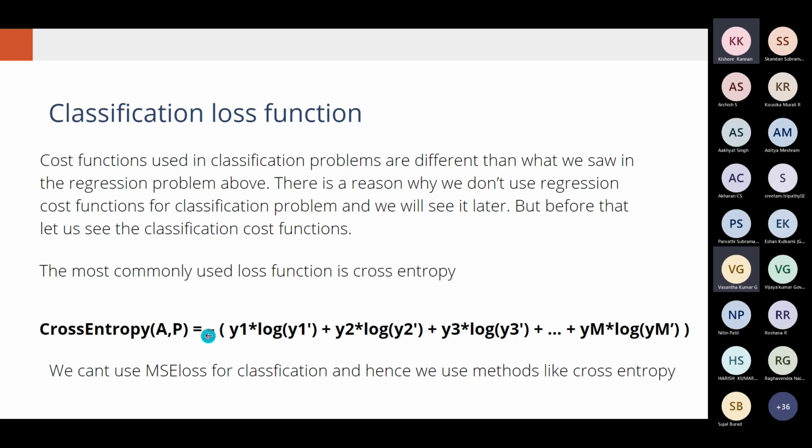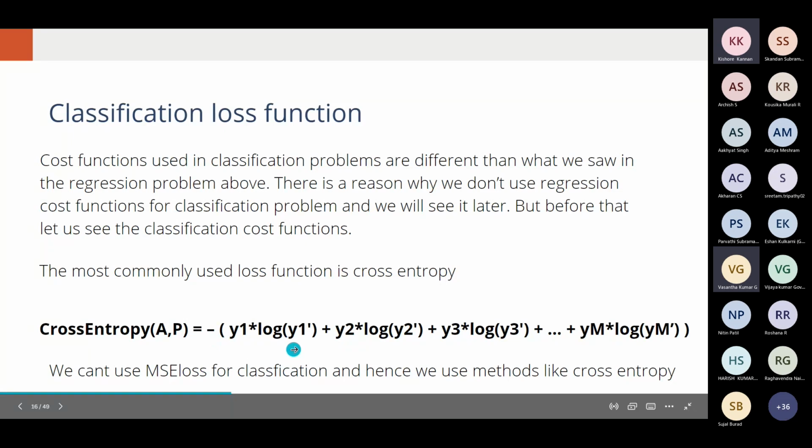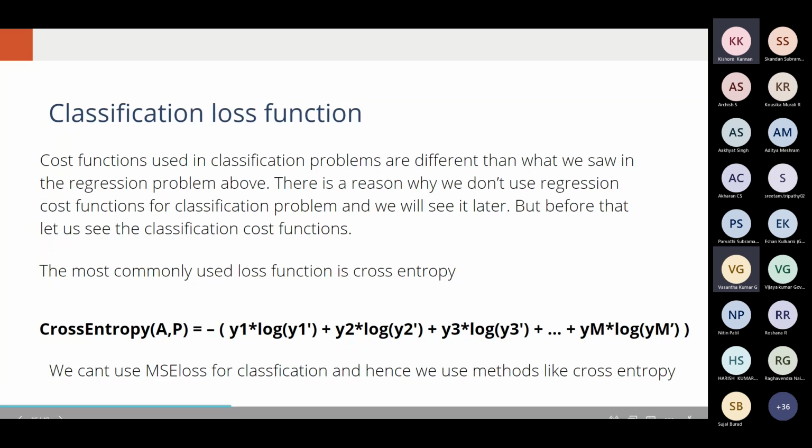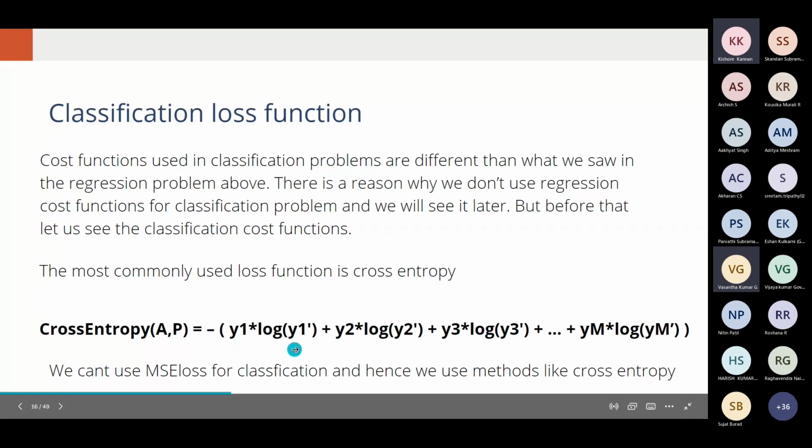And why this minus sign? Well, probability always lies between 0 and 1, and the logarithm of that will be negative. So to compensate for that negative sign, we put another minus sign here. And we can't use MSE loss for classification.